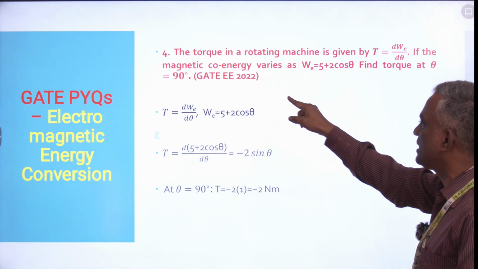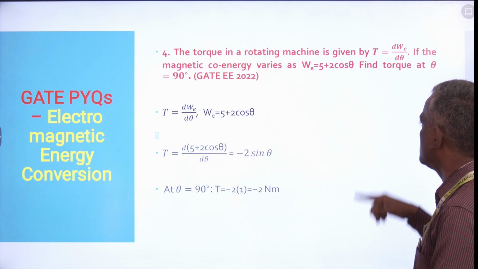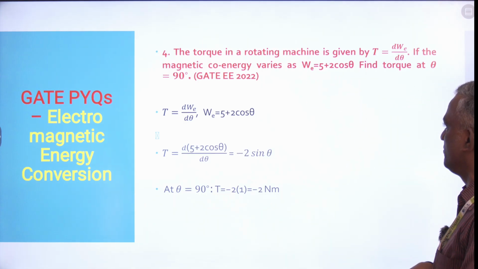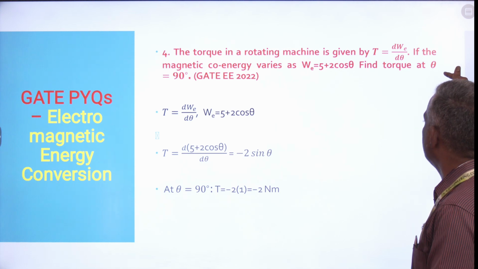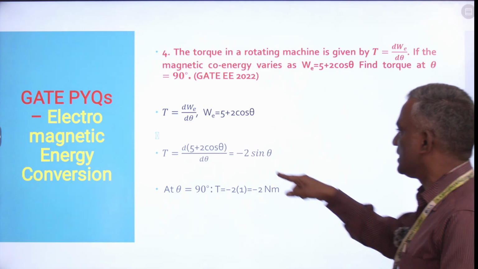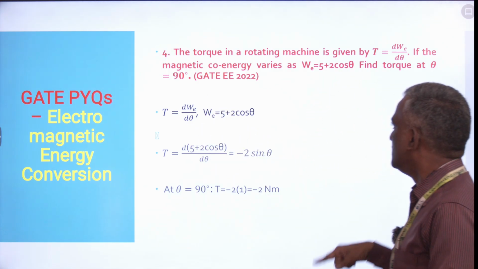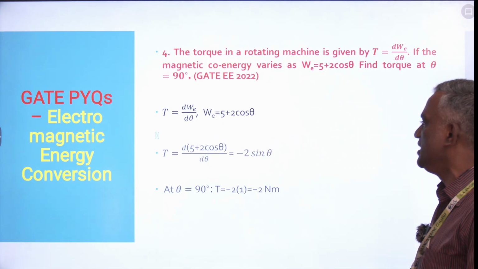If the magnetic co-energy varies, how does it vary? WE is equal to 5 plus 2 times cos theta. When it varies, find the torque. They have given the angle also, 90 degree. So the torque given in the problem is d by d theta of WE. WE is also given in the problem. Substitute WE in d by d theta.